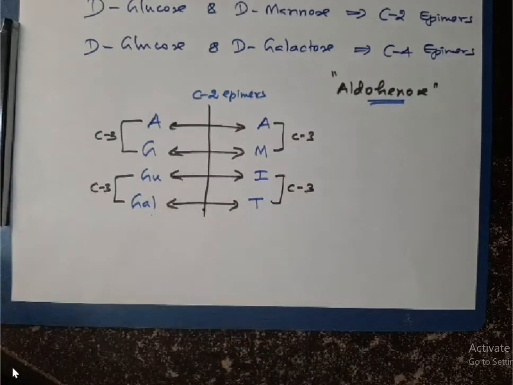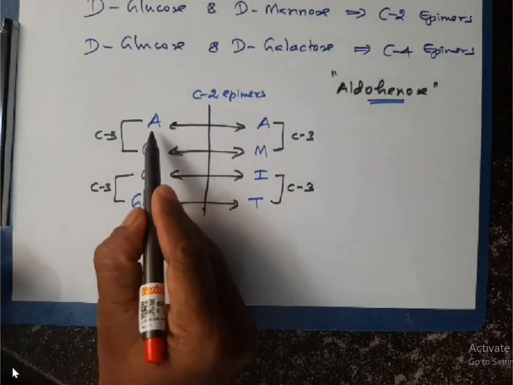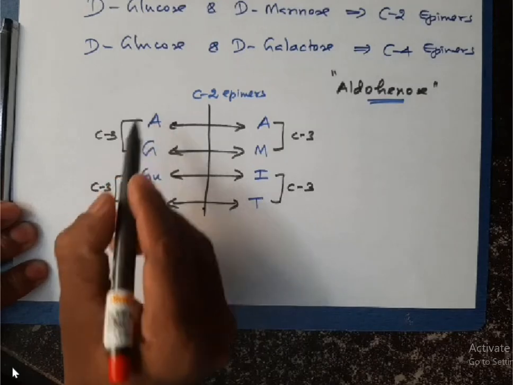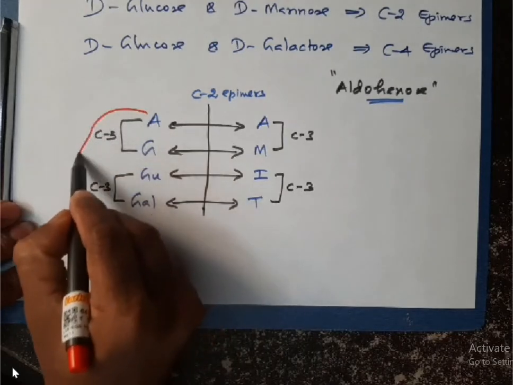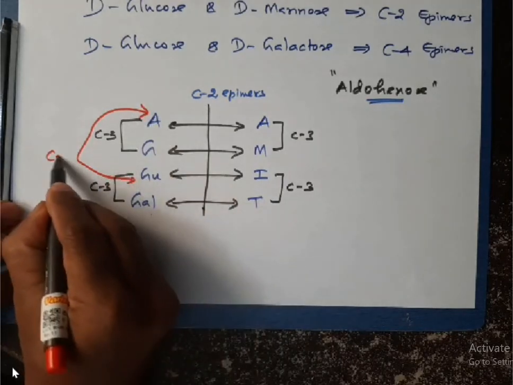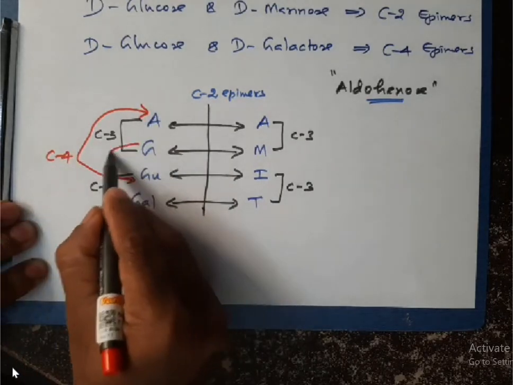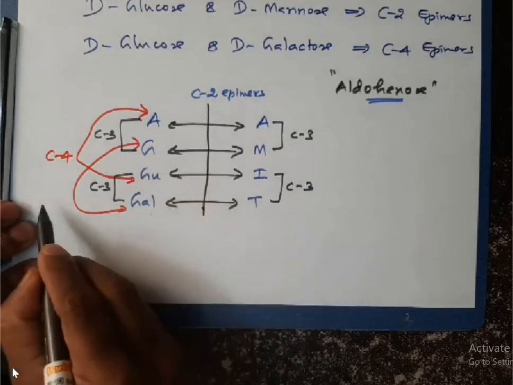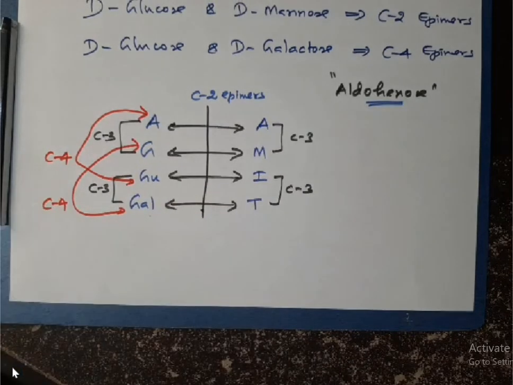Now, in the same structure, I will show this one. Take 1 and 3. Students, see this carefully. I am taking 1 and 3. 1 and 3 are C4 epimers. Similarly, 2 and 4 are C4 epimers. Is this clear, students? Am I confusing you? Is it clear?